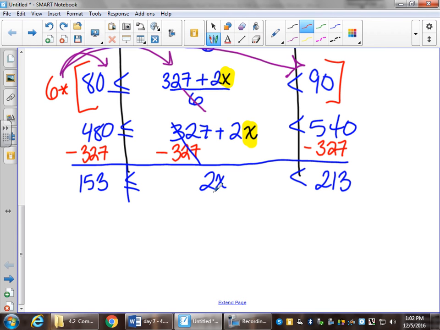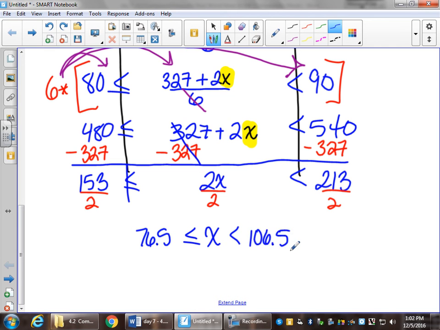This says 2 times x, dividing by 2 will undo that multiplication. So we get as a final answer, x is greater than or equal to 76.5 and less than 106.5. Now this is the math answer. What does it mean?